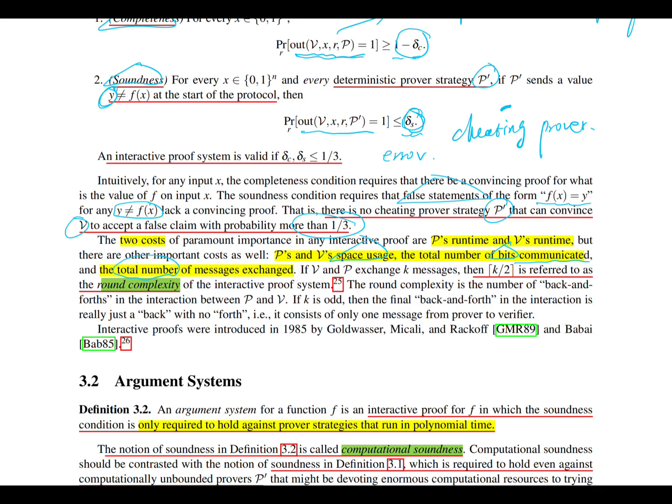That means the round, maybe we can regard it as a round. How many rounds will this protocol have? For example, if there are k messages m1 to mk, how many rounds are there? There will be k over 2 rounds, rounded up. Oh, not the closest integer.